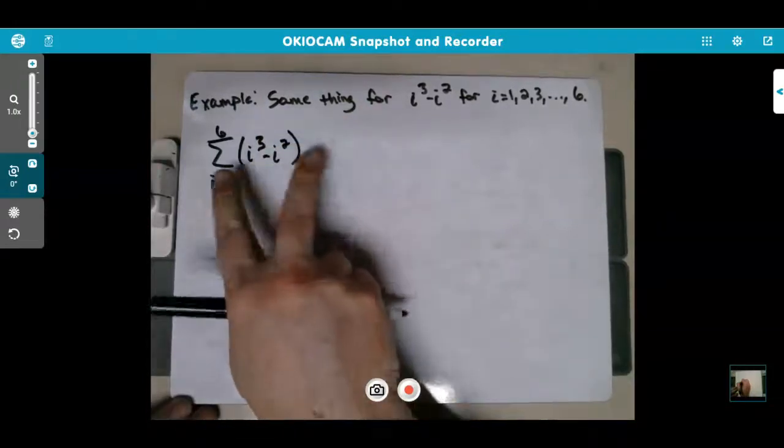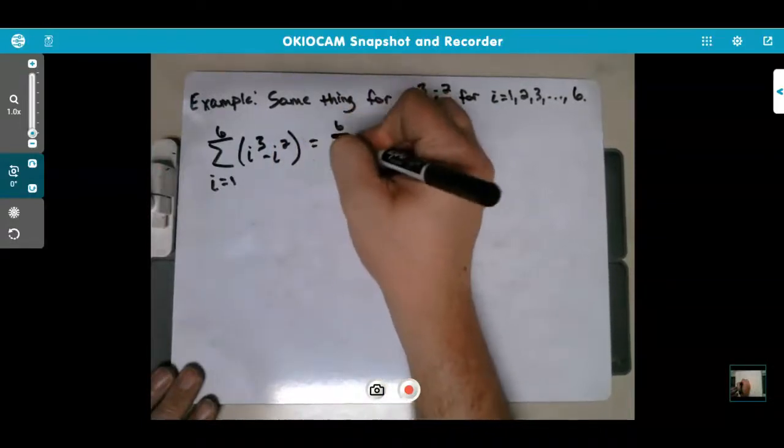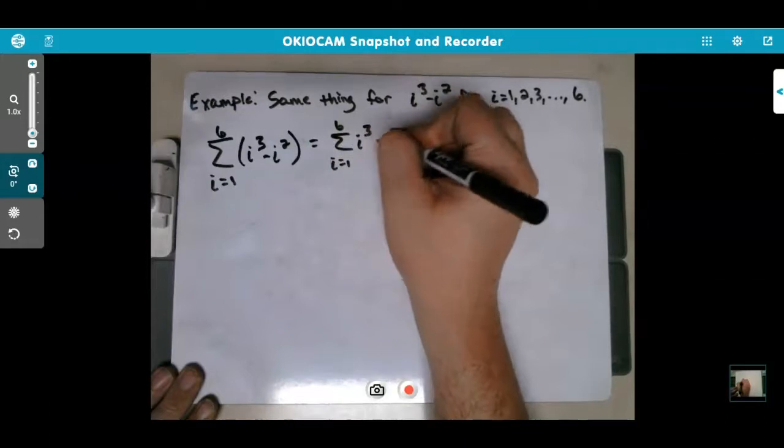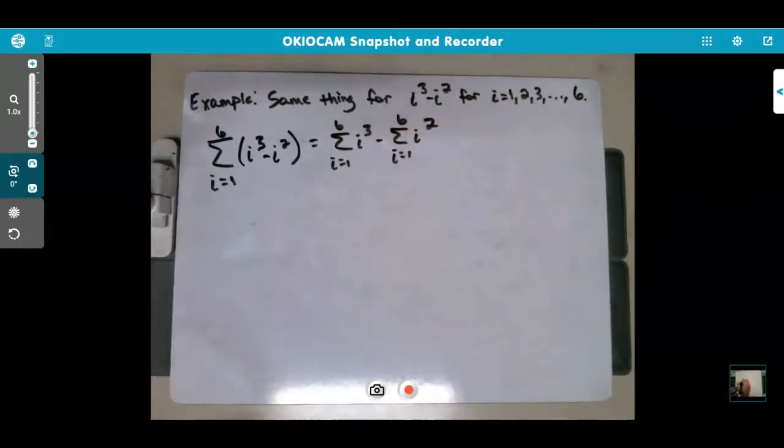Well, like we said, I can split this into two different terms. So that's going to be the sum from i equals 1 to 6 of i cubed minus the sum from i equals 1 to 6 of i squared. Well, luckily, I know these, right? This comes from the rules we have.